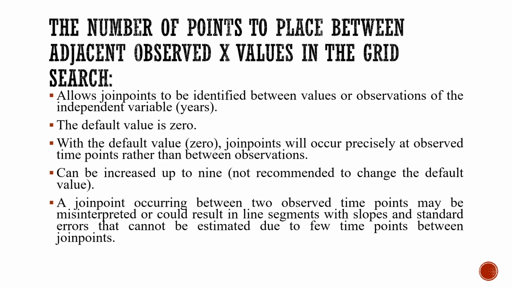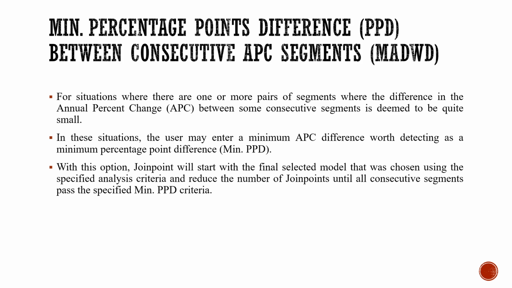This can be increased to 9, however it's not recommended to change the default value since a join point occurring between two observed time points may be misinterpreted, or could result in line segments with slopes and standard errors that cannot be estimated due to few time points between join points.